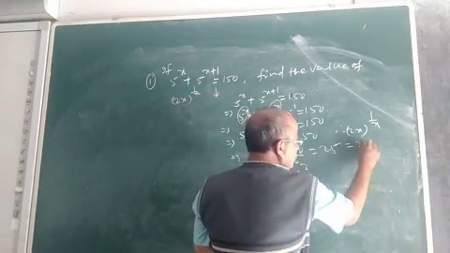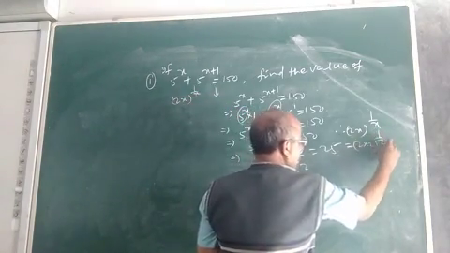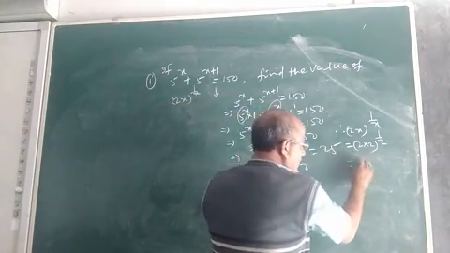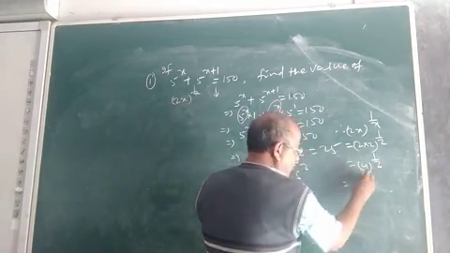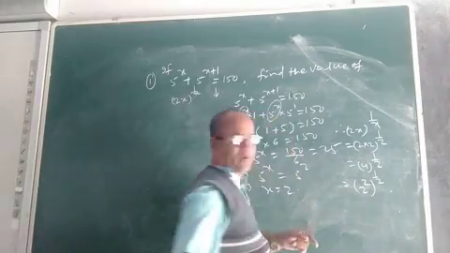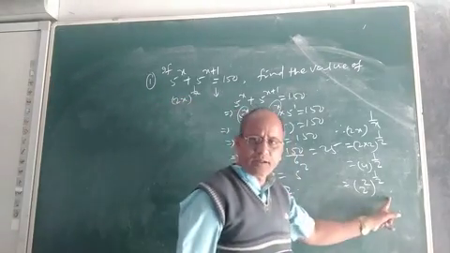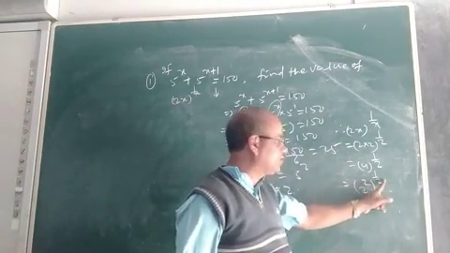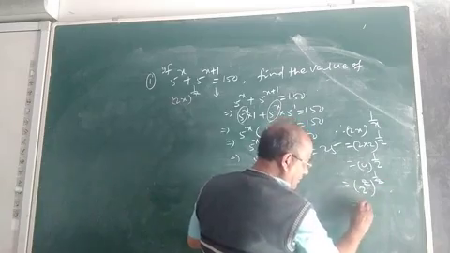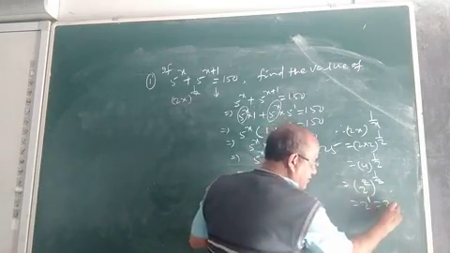Now put the value 2 into (2x) whole to the power 1 by x. So 2 into 2 is 4, giving 4 to the power 1 by 2. Express 4 as 2 squared, so (2 to the power 2) whole to the power 1 by 2. To omit the bracket, the 2 and 1 by 2 are multiplied. So 2 multiplied by 1 by 2, the 2s cancel, and it will be 2 to the power 1, which is 2.